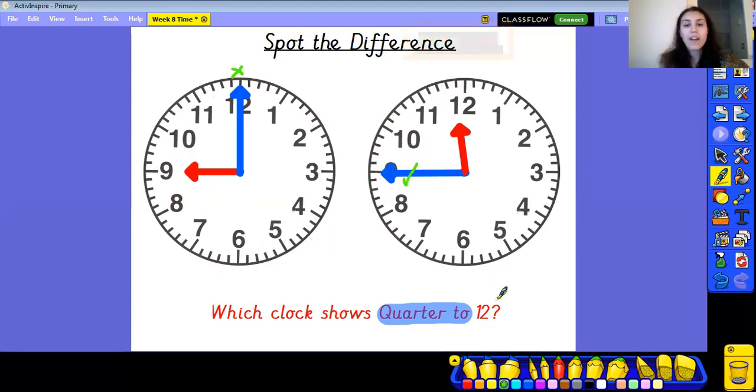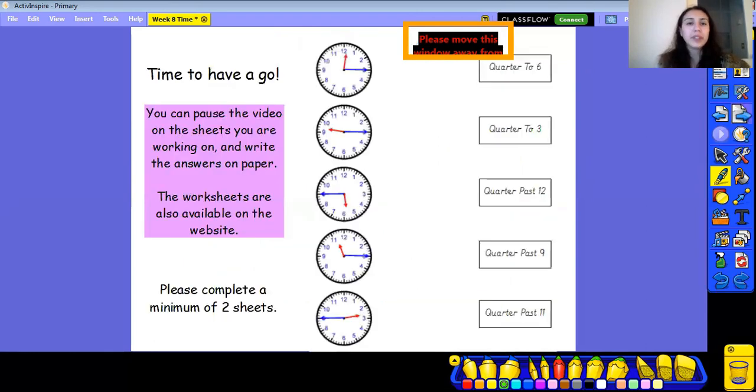Let's just double check that it is actually going to the 12. That means it should be a little bit before the 12. Yes, it is. So I know that this clock shows 11:45 because the minute hand is pointing over the 9 and the hour hand is pointing just before the 12. Lovely. Okay, now it really is your time to have a turn.